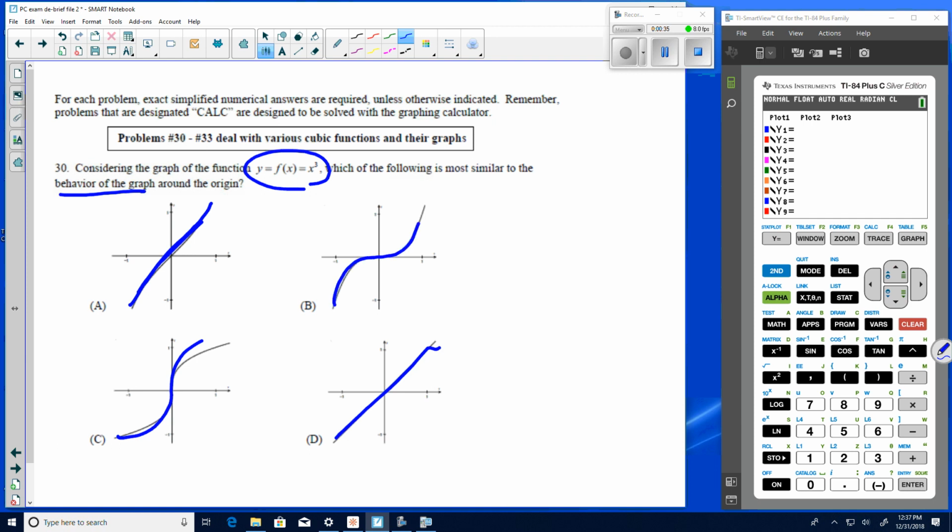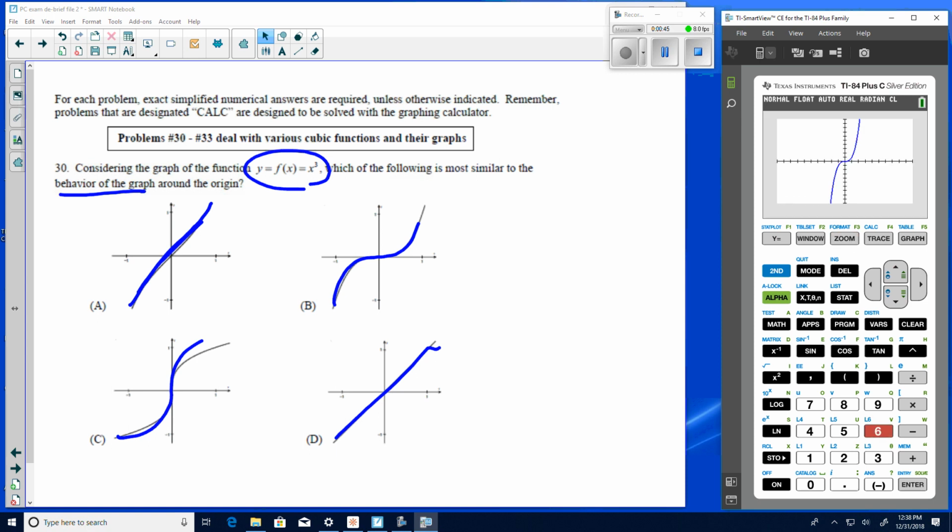And we have our calculator here. I suppose we can go ahead and put in y equals x cubed and just look at it in a standard window. And sure enough, it appears to be choice B. That is the right answer.